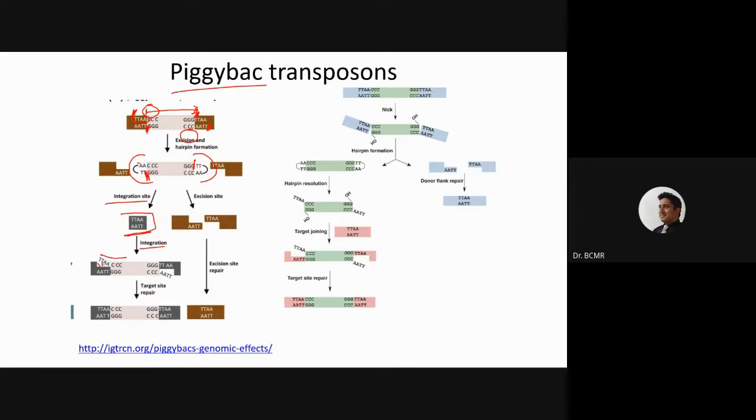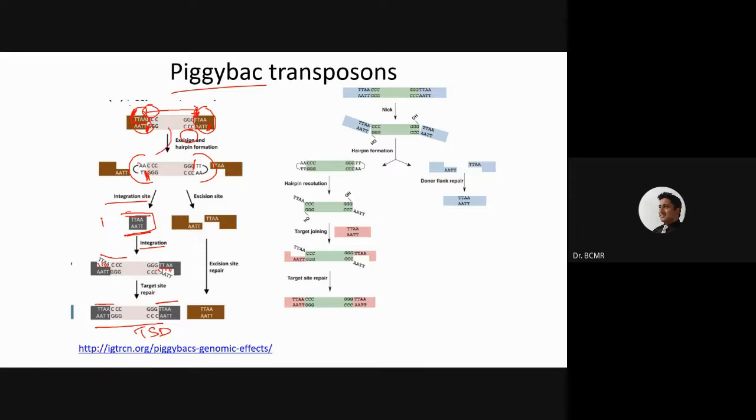So you will get something like this. This is perfectly base pairing with the target site. And so it integrates. The original target site had only one TTAA. And upon transposition, you had TTAA and again TTAA. That is target site duplication. Look at the same here. You have one target site, and there are two copies of the target site, right? That is target site duplication.